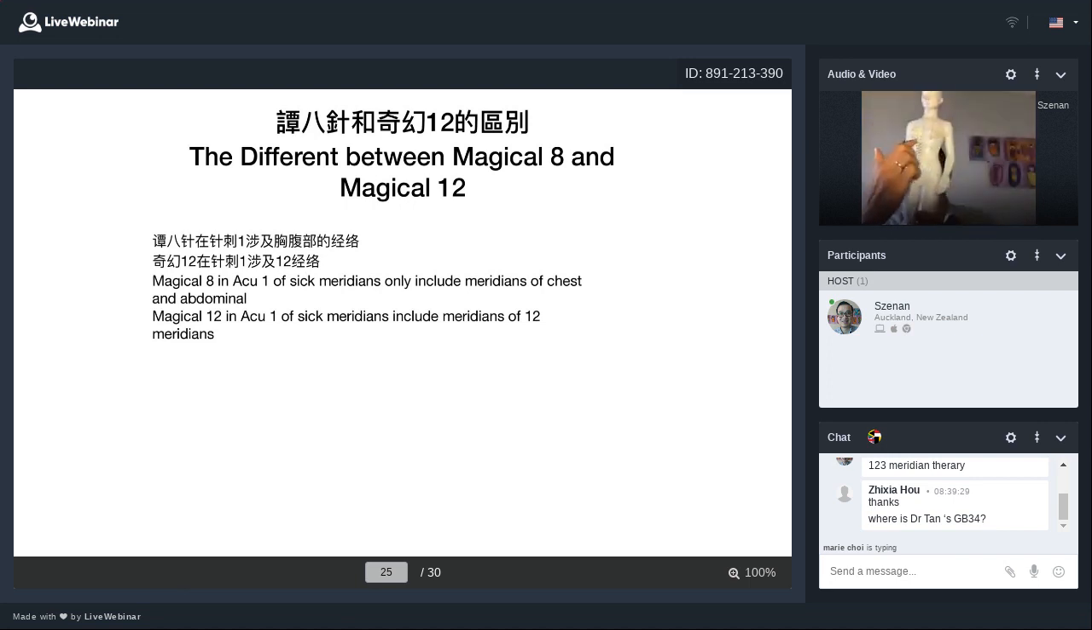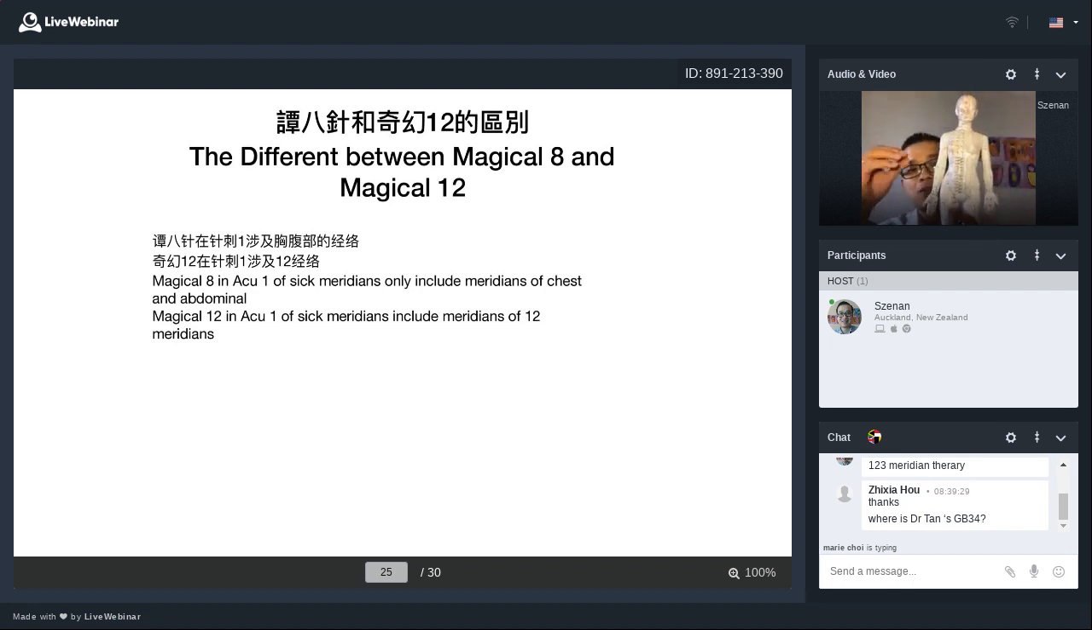Now, if they have pain here and they have headaches, pain in the arm, backache, knee pain, whatever pain in other areas, then I would suggest you use Magical 12. So that's the two different simple ways to tell which one's better. Yep, this is my suggestion. Or even though they have pain over here, you can still use Magical 8.